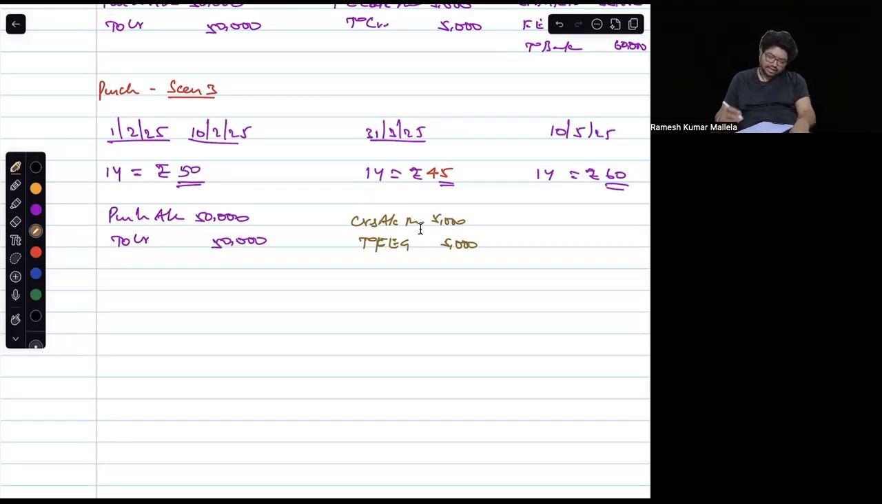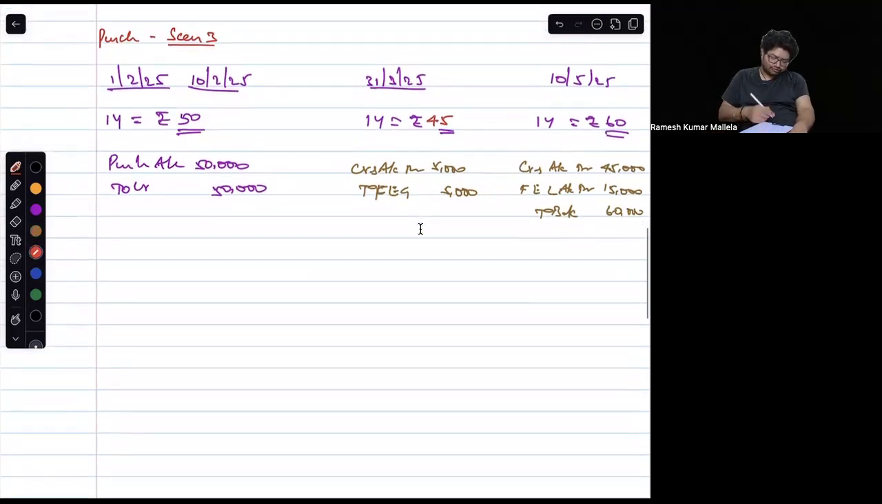Yes, sir. Again, now it has become 60 rupees. So what will happen? Creditors, right now how much is there? Creditor account is 45,000. And the foreign exchange loss, what you will now recognize is how much? 15,000. Excellent. To bank 60,000. Am I making sense, people? Yes, sir.